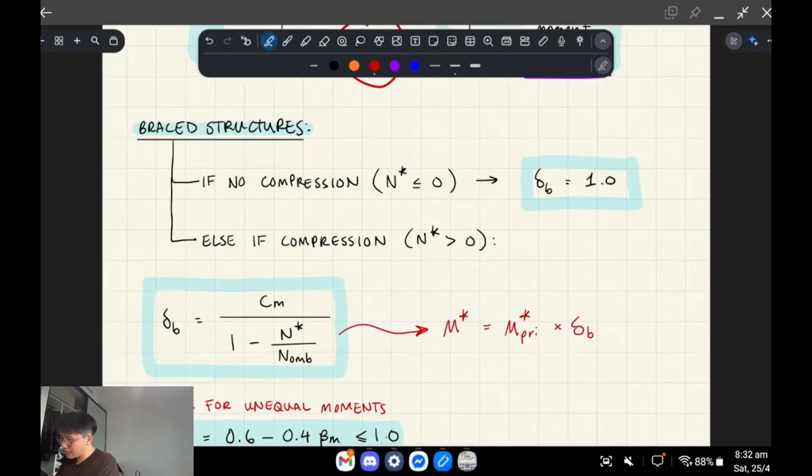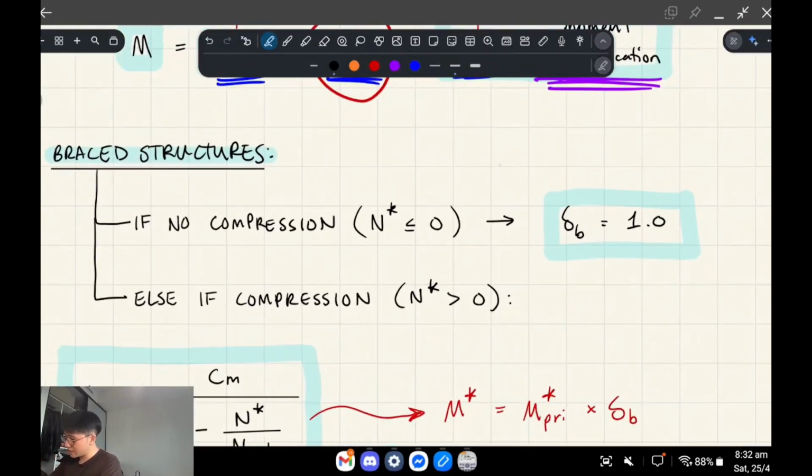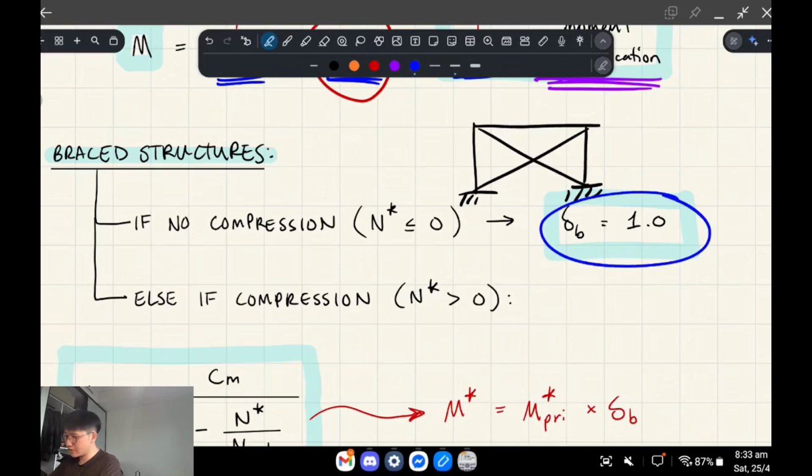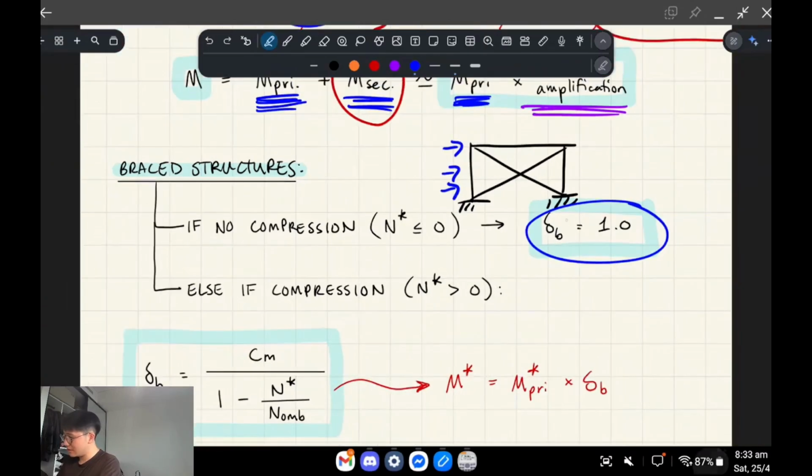All right, so basically you've got a brace structure, right? And if there's no compression on it, so there's a column in a brace structure. So put bracing like that. If there's no compression, then we don't have any moment amplification, right? Let's say like wind load. Anyway, this column's not experiencing compression, so you don't have to amplify it, right?